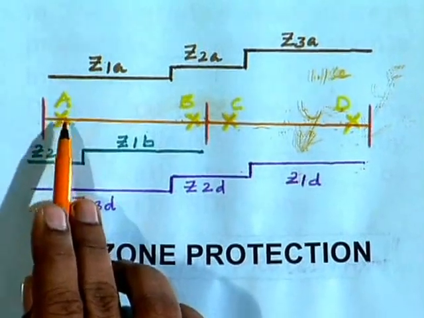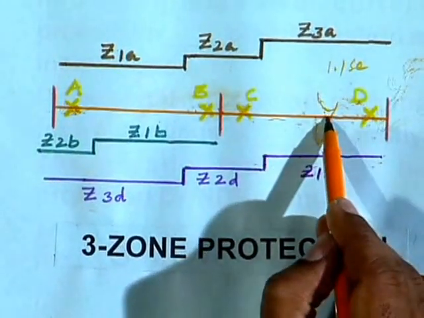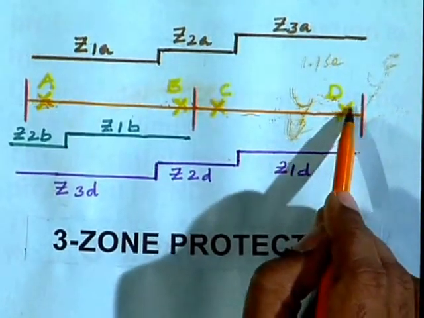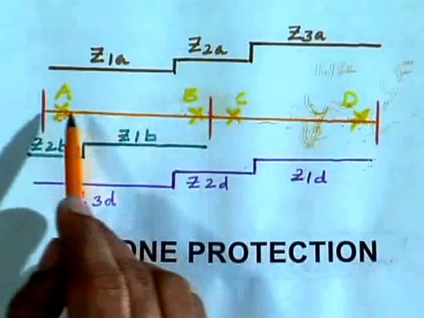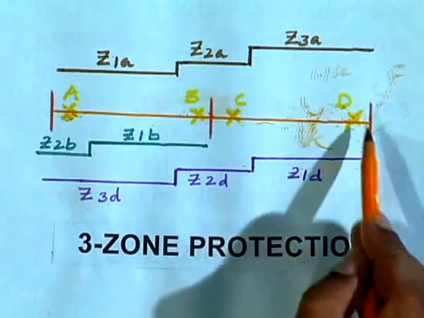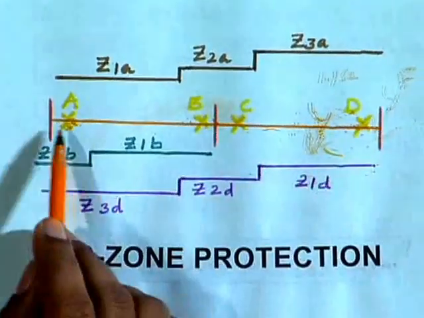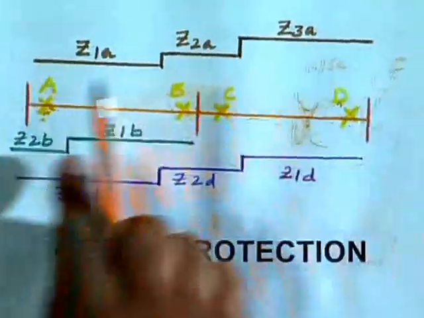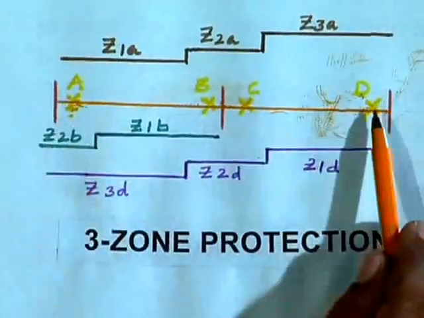So how does A know? If D operates and instantaneously clears the fault, some type of signal will be given to A, so that when A receives the signal, A knows that the fault has already been cleared by D. If the fault has been cleared by D, then A will not operate. Suppose A does not receive the signal from D, then immediately after 1.1 seconds A will operate. So this is called third zone or three zone protection. So we have seen how distance protection is employed in transmission lines.